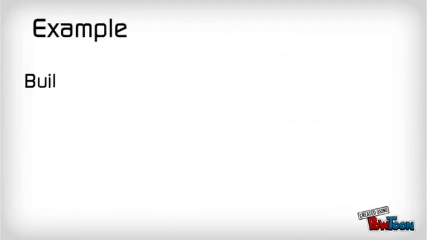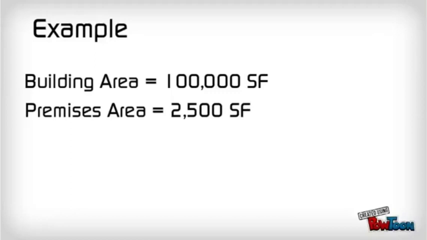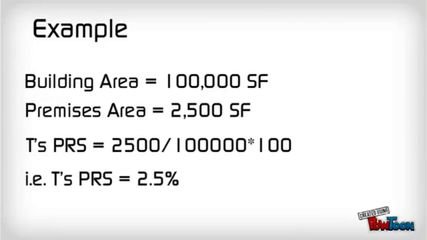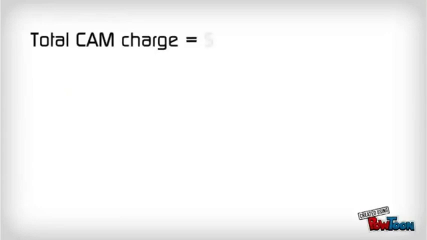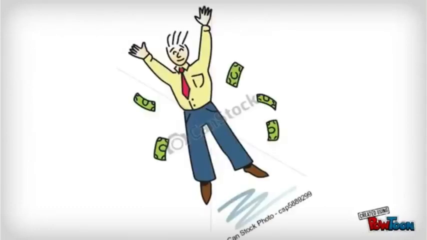Example, if the total building contains 100,000 square feet and the premises contains 2,500 square feet, the tenant's PRS will be calculated as 2,500 divided by 100,000 times 100, which would be 2.5%. So, if the total CAM charge for the building is $20,000, then the tenant pays the landlord its 2.5% share, which is $500. This is how a tenant pays the landlord its CAM charges.